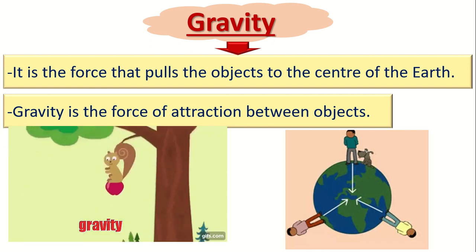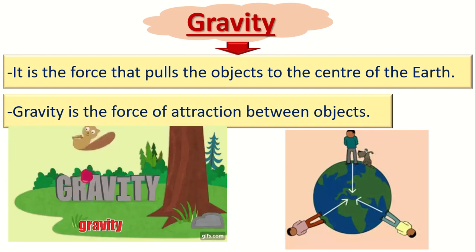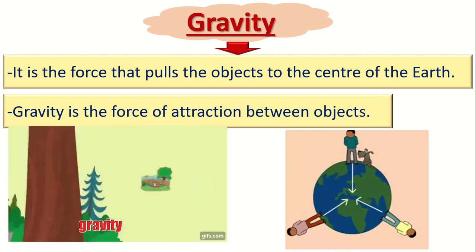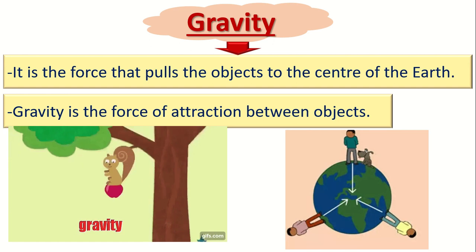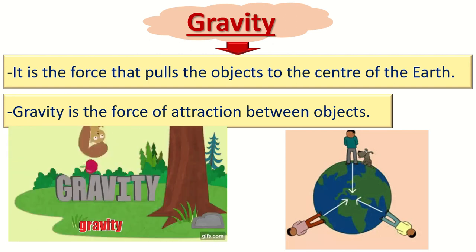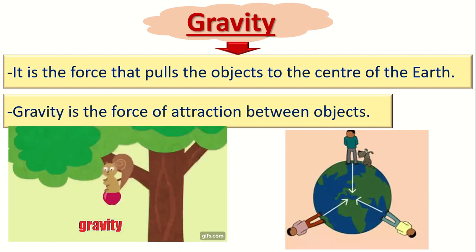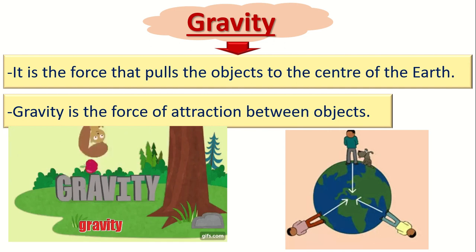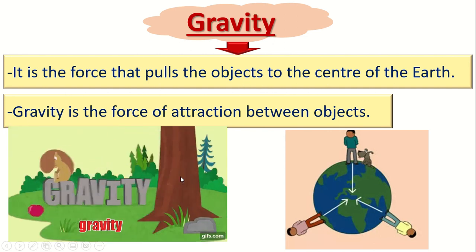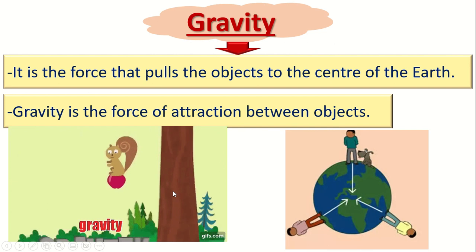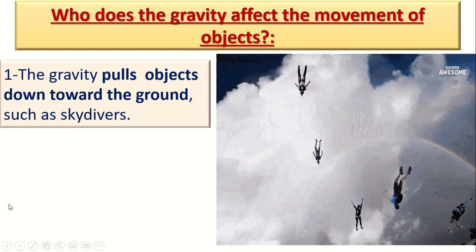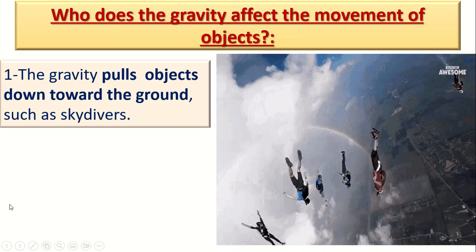Gravity is all the time pulling and not pushing. Pulling means attract, so gravity is attracting everything to the center of the earth. We can also say that gravity is the force of attraction between objects. So now we have two definitions for gravity: it is the force that pulls objects to the center of the earth, and also the force of attraction between objects.